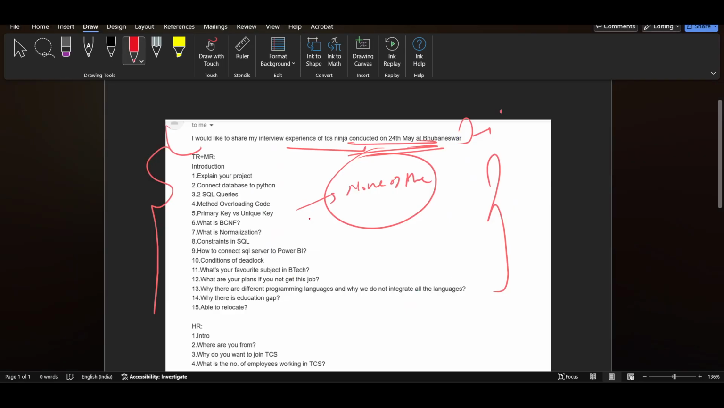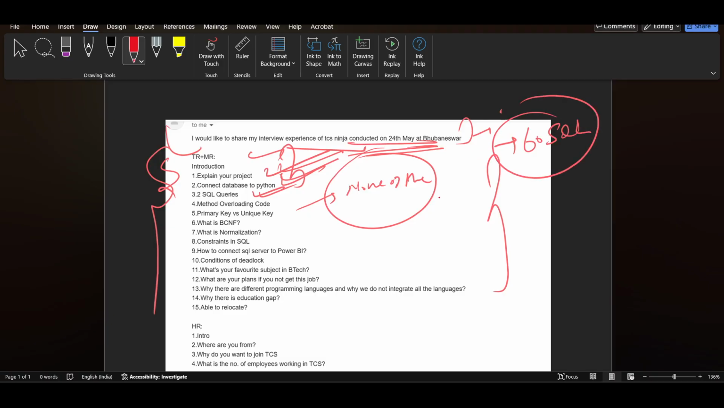The first question, TR plus MR, they asked: explain your project, introduction, then explain your project, connect database to Python. If you have done your project, then you should know how to connect your database, whatever you have used. Two SQL queries. We provided 60 SQL queries in the notes which you can use, and if you prepare from those queries, you will not miss any SQL query.